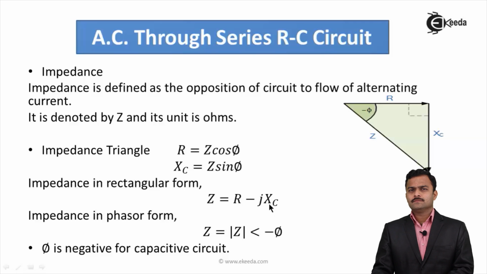In phasor form, it will be mod Z, nothing but the magnitude of Z given by root of R square plus Xc square at an angle minus phi. Why minus? Because Z will make an angle phi with respect to R in clockwise direction. What we have assumed earlier, anti-clockwise direction is positive angle. Here I am having a clockwise direction, therefore angle is minus. So we have to remember phi is always negative for capacitive circuit.